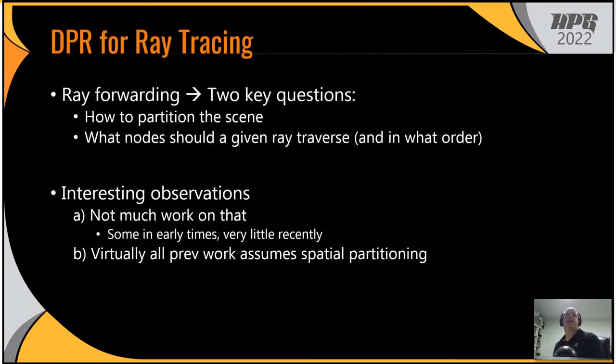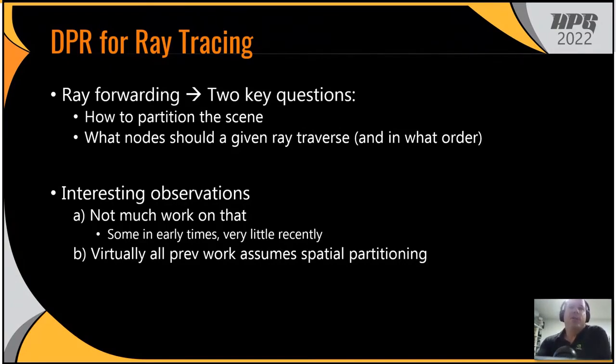So in that context, in the ray forwarding context, there's two questions that you need to answer if you want to do it. The first one is, how do you want to partition the scene? Like, which node gets which parts of the model? And the second one is, if I have done this partitioning, how is a ray being traced across these nodes? Like, what nodes should a certain ray be sent to? Which is the next node every time a ray has to be forwarded? Where is it being forwarded to?